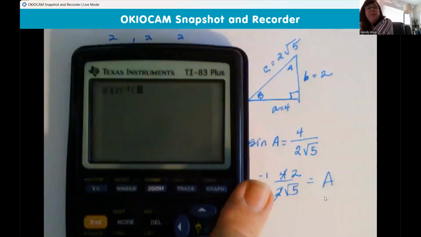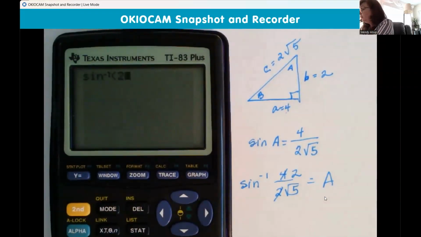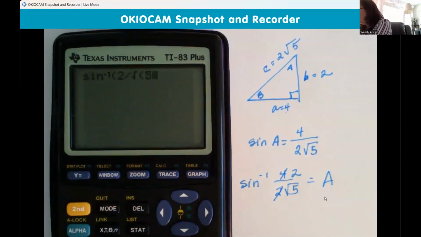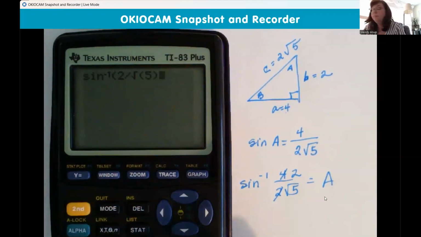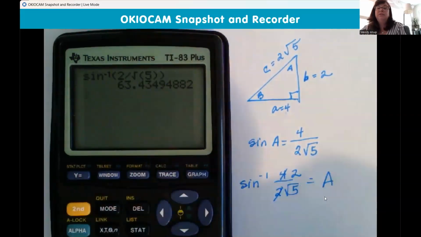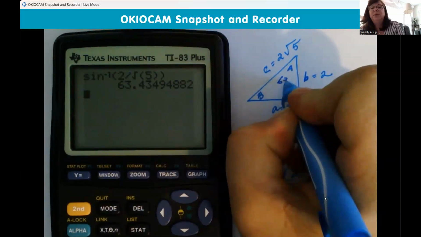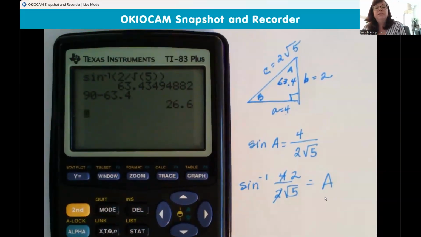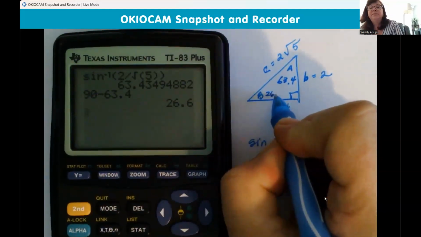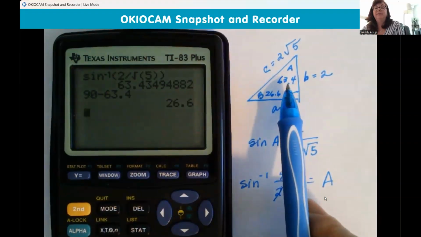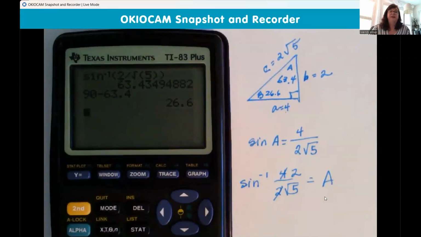Inverse sine, and we're doing 2 divided by the root of 5, and I'm closing my parentheses, and I got to close another parentheses, and I get an angle of 63.4. So angle A will be 63.4. Super easy to find angle B then. 90 minus 63.4, so that's going to be 26.6. So angle B is 26.6. Angle A is 63.4. Hypotenuse was 2 root 5.